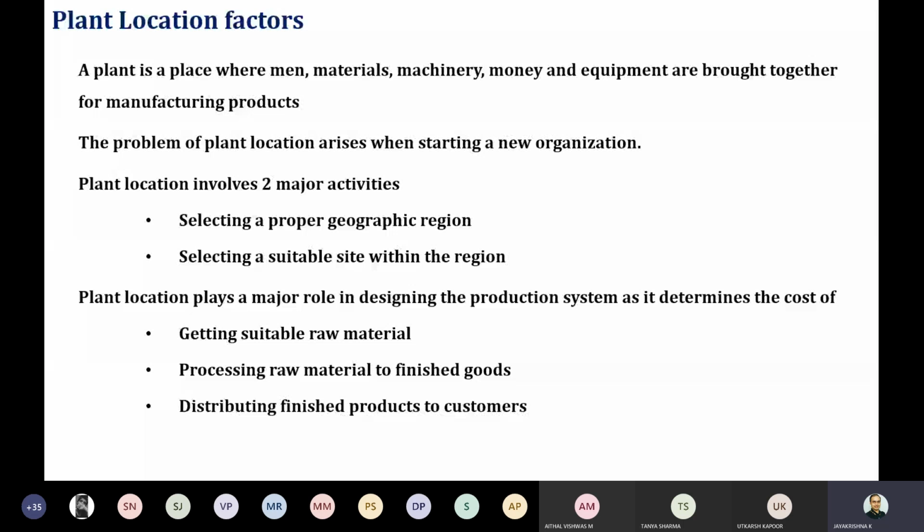Then, what are the plant location factors we need to consider? Normally we call it 3M or 4M. The 4M are men, material, machinery, and money, and then equipment. All these five things are going to coexist. In a company, men will be there, material will be there, machines with a lot of investment in money, and equipment, which means other than machinery. Where all these five things are put together for producing something, that is called the location, or the plant. So we need a proper location plan for this.